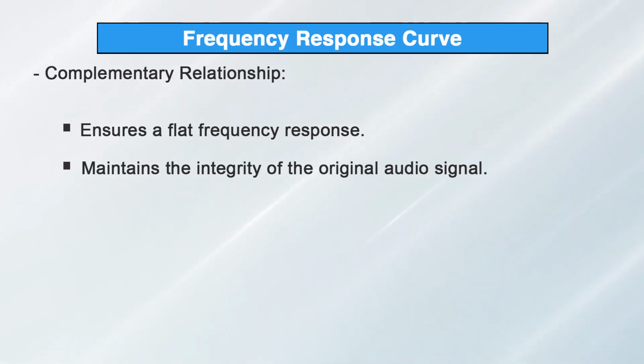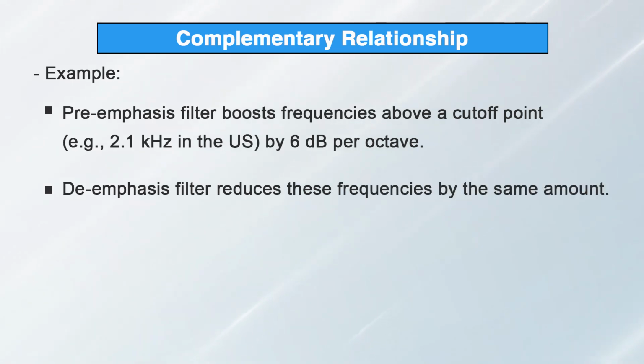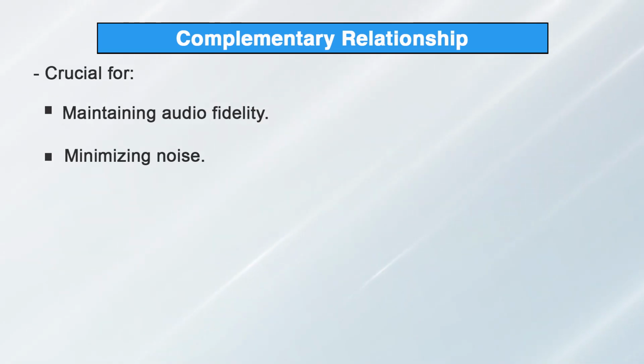This ensures that the combined effect of pre-emphasis and de-emphasis is a flat frequency response, maintaining the integrity of the original audio signal. For instance, if the pre-emphasis filter boosts the frequency above a certain cutoff, say 2.1 kilohertz, by a specific amount per decade, say 6 dB per octave, the de-emphasis filter will reduce the frequency by the same amount. This complementary relationship between pre-emphasis and de-emphasis is crucial for maintaining audio fidelity and minimizing noise.